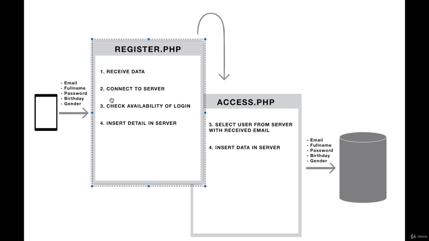If you see here, step number 3, check the availability of the login. For that purpose, a direct request will be sent by access.php. So register.php will delegate this function to access.php. Why are we doing this? In order to prevent hacking of our server, register.php gives all these commands to access.php. Access.php is responsible for the direct communication with the server. So this is, guys, how the logic works.